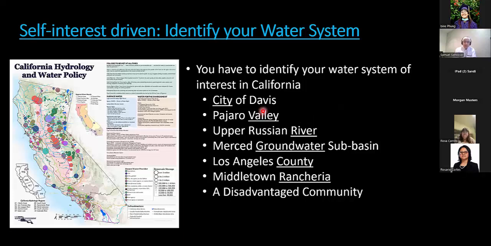Okay, so we have to identify, I want you to think of what is the water system that you want to work with. A water system can be the city of Davis, or it can be, you're going to see that in examples I use quite a lot, Pájaro Valley, that is located here. You can talk about the Upper Russian River, a river, Merced Groundwater Basin, so you can have that one. Los Angeles County, it can be a rancheria or a reservation or a disadvantaged community. But basically, I want you to think of what is the water system that you want to learn.